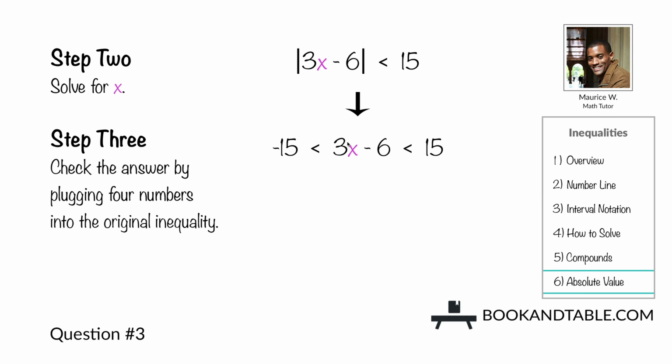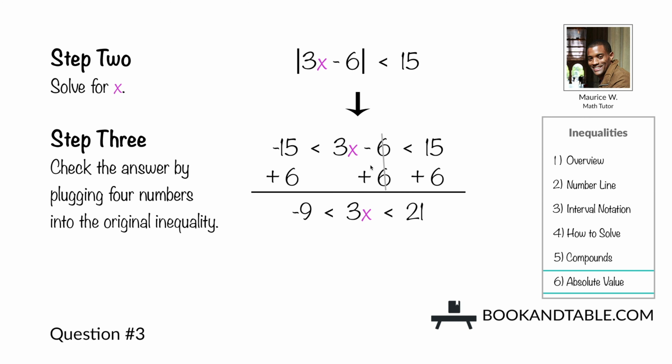And now step 2, we can solve for x here. So we'll first want to add 6 to all 3 terms. On the left side, we now have negative 15 plus 6, which is negative 9. 3x in the middle. And 15 plus 6 gives us 21 on the right side.